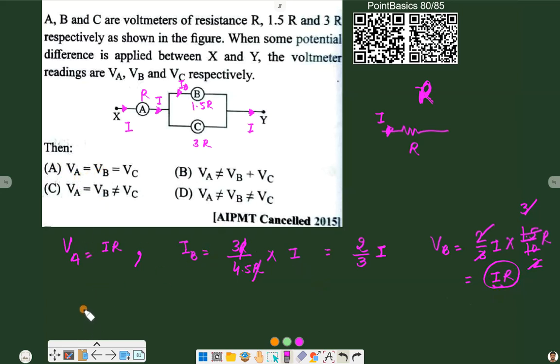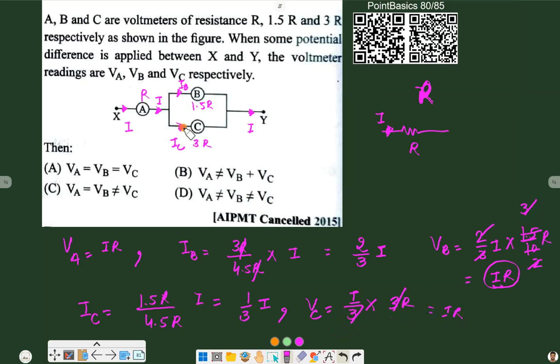Now coming to IC. IC will be 1.5R divided by 4.5R. We are calculating the current for C, that is IC. So we have to take the opposite resistance, 1.5R, by the total, into the total current, that is I. So it will be 1 by 3 of I, and now we can say VC will be the current, I by 3, into its resistance, that is 3R, and using this we again get IR.